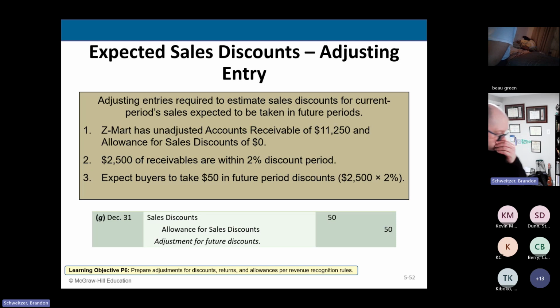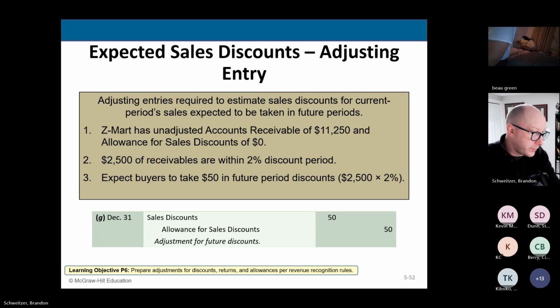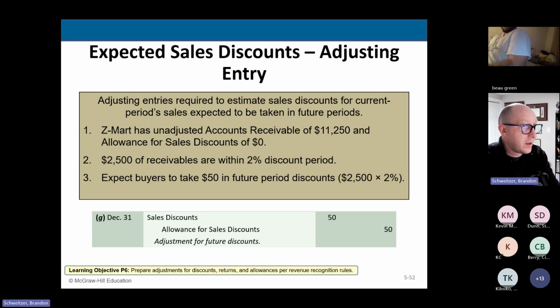So sometimes as we're planning for the future of the business, we like to plan our sales with any discounts already in mind. So if we have an expectation that we are going to receive a discount or give a discount, it's important for us to estimate that discount. So in order for us to make an estimation, we do this thing called an adjusting journal entry. And in this case, it might look something like this.